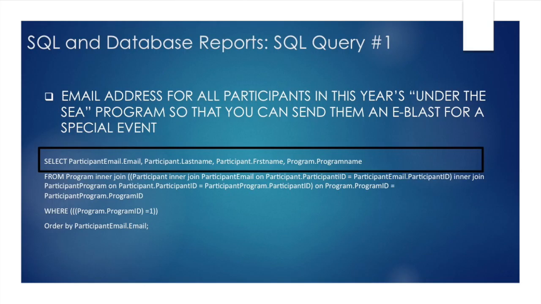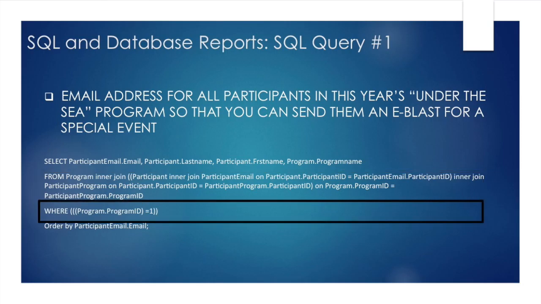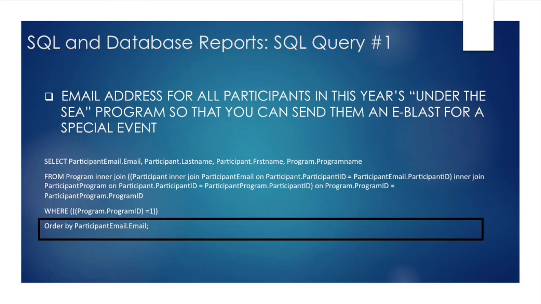The statement contains a select clause indicating what data fields you want to see. A from clause indicating what tables contain those fields and describing the relationships that relates the tables to each other. A where clause introduces any criteria for including specific records. In this case, the program ID has to be equal to 1. Only matching records will be included. And then finally, an order by clause, indicating how you would like the information to be sorted.